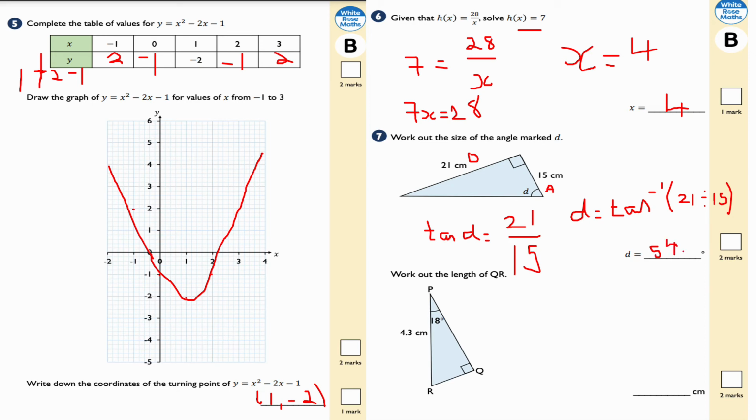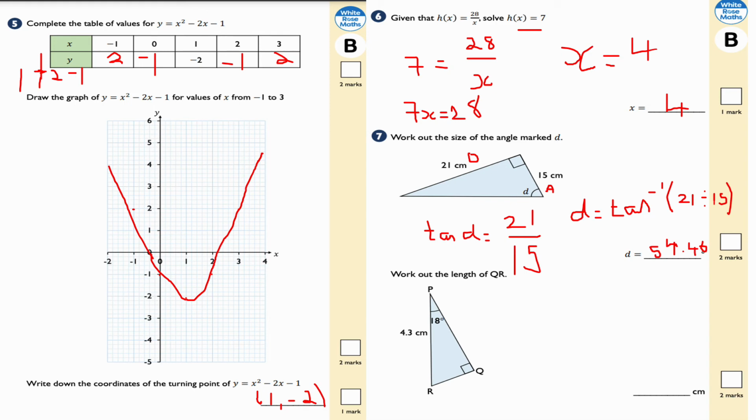And the answer I get is 54.46 degrees to 2 decimal places, or I don't mind doing it to 3 sig figs, either way is fine, but I thought I'd put the 2DP answer. Examiners will be very clear and tell you what to round to, whether it's 2DP or 3 significant figures.